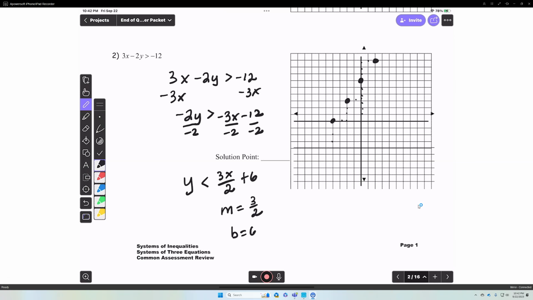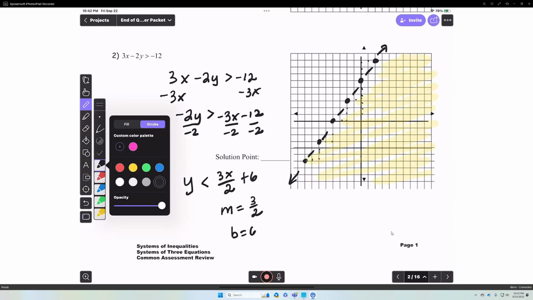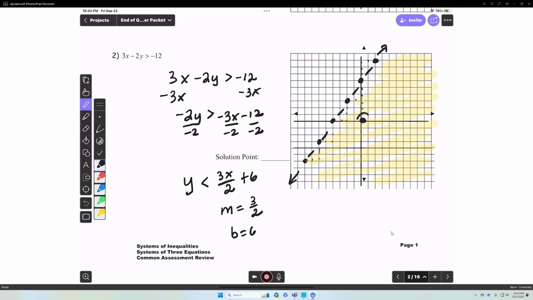And then continue this. And since an answer cannot be on the boundary, then we have an open boundary. And since it's less than, we're going to shade below. So there's our answer, and our shaded region is going to be a solution area. So 0, 0 is an example of a solution point. It'd be any point that's in the shaded region.